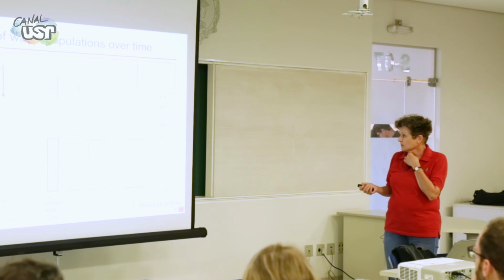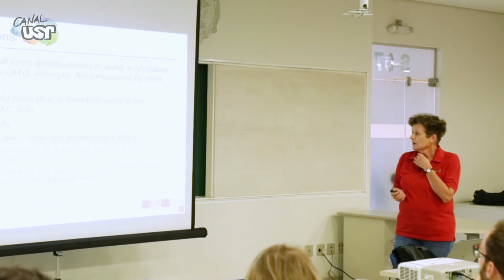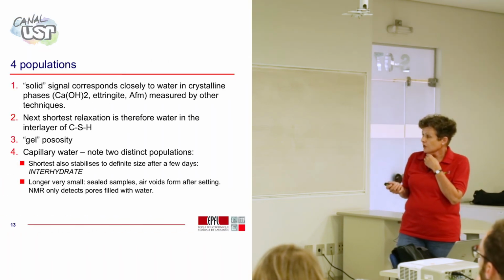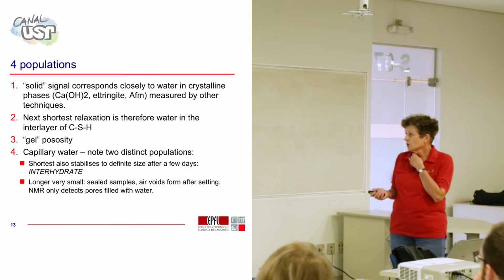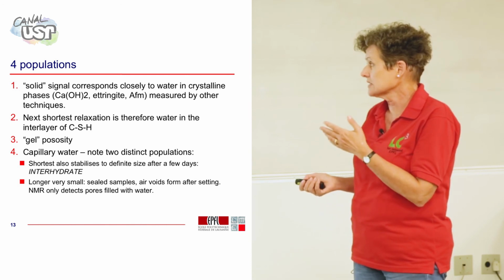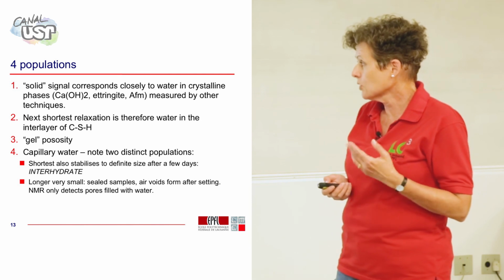So, yeah, we see these 2 populations, and I'm going to come back to that point there. Now, that's really what I've just summarized here. Those are the 4 populations we have. Now, the capillary porosity has 2 distinct populations, and the shortest one stabilized to a definite size after a few days. And for reasons I'm going to explain, we call that interhydrate porosity.